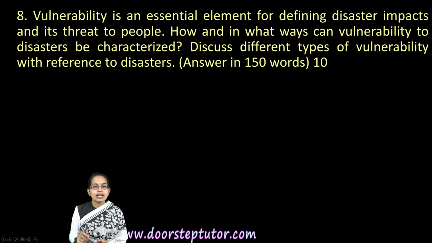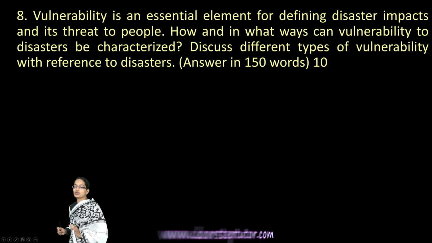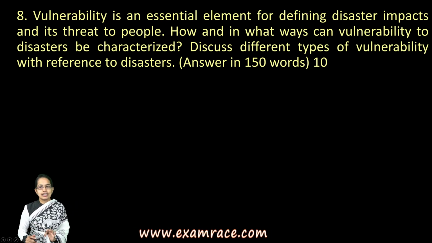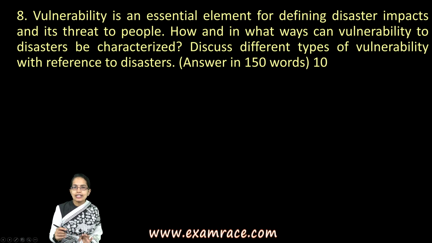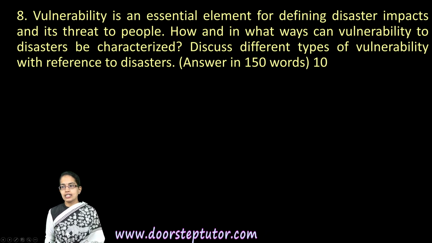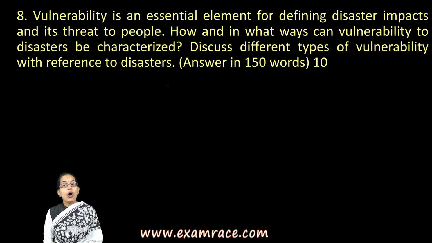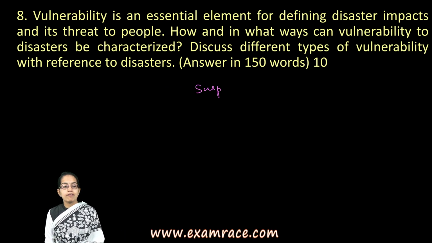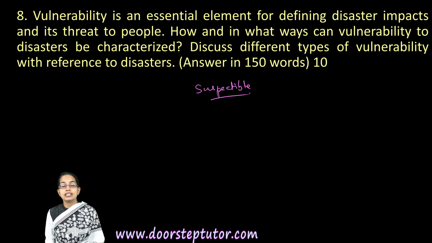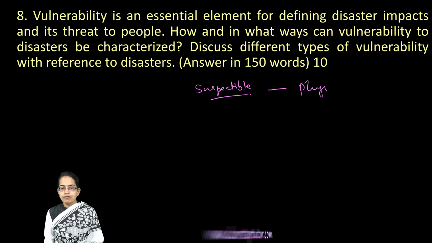The next is vulnerability is an essential element to define disaster impacts and its threat. Now, what is vulnerability? The United Nations Office for Disaster Risk Reduction talks about the region which is susceptible. Now, how could it be susceptible? There could be various ways in which I can say a region is susceptible. There could be a physical vulnerability that this region would go extinct.